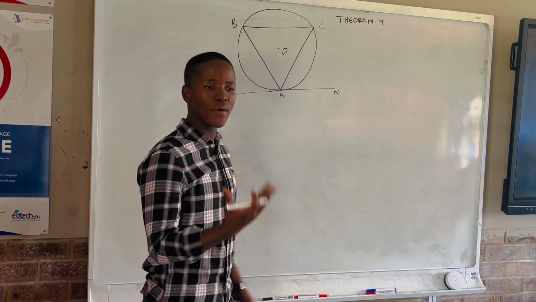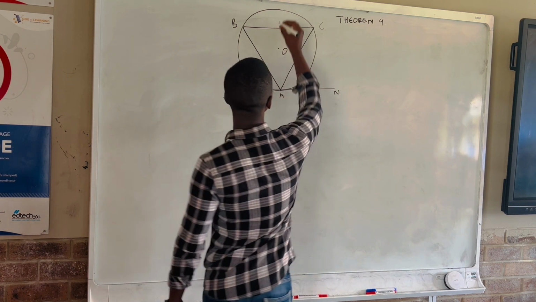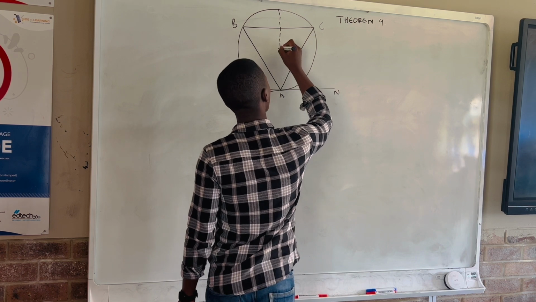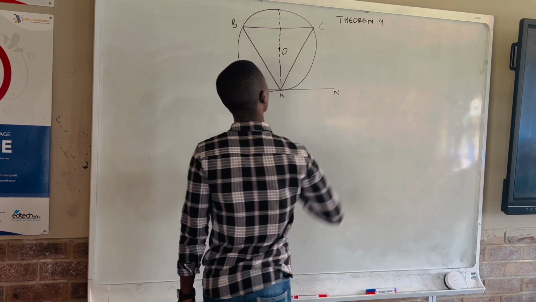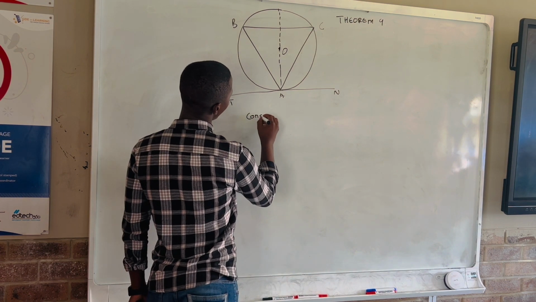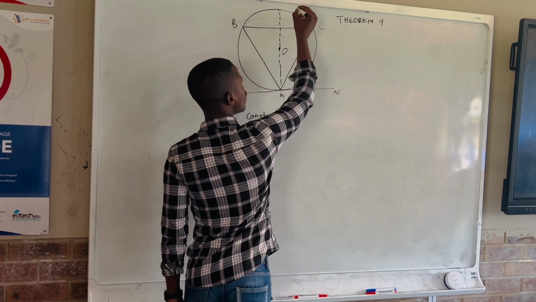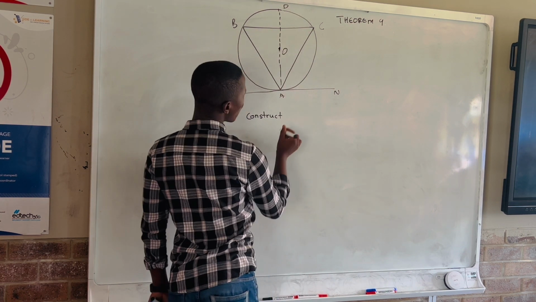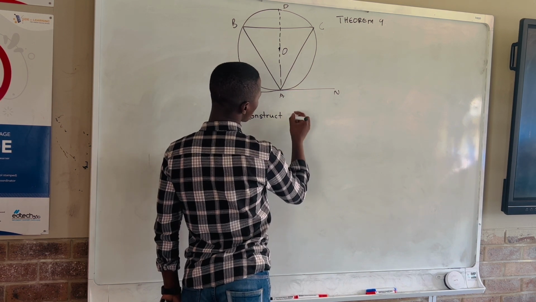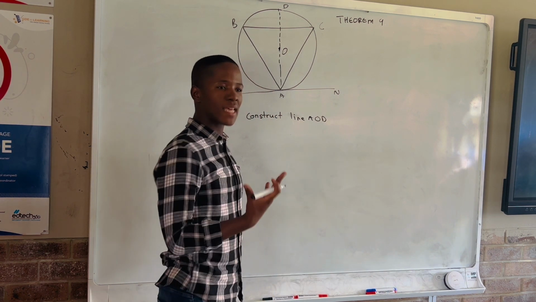So basically now, the first thing that you are going to do here is provide construction. You're going to start by firstly constructing your diameter. Let this be your D. So you're going to construct line AOD, or rather diameter AOD.